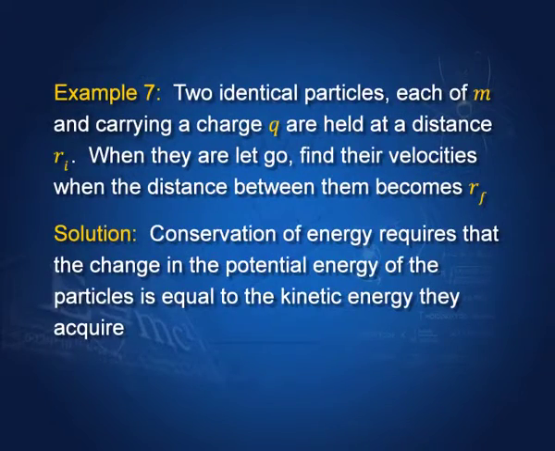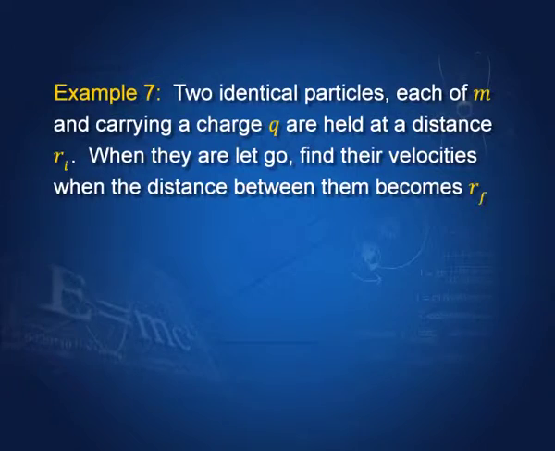Take another example. Two identical particles each of mass m carrying a charge q are held at a distance r initial. When they are let go, find their velocities when the distance between them is r f. Initially they were at a distance r initial, finally they are at a distance r f. So, we have to find the velocities.